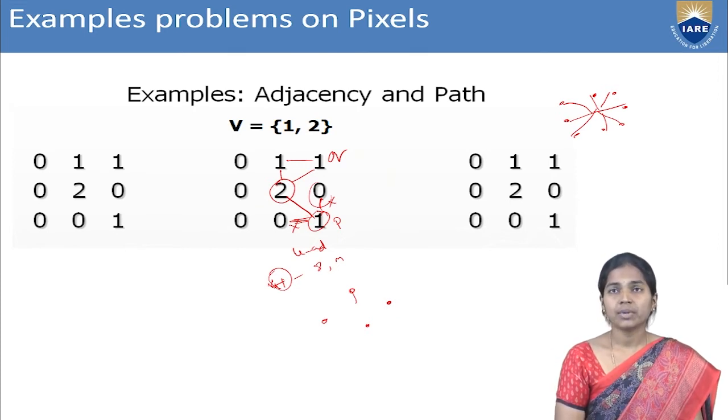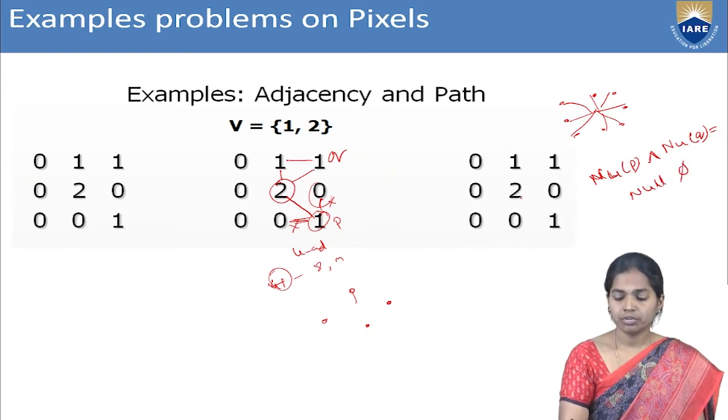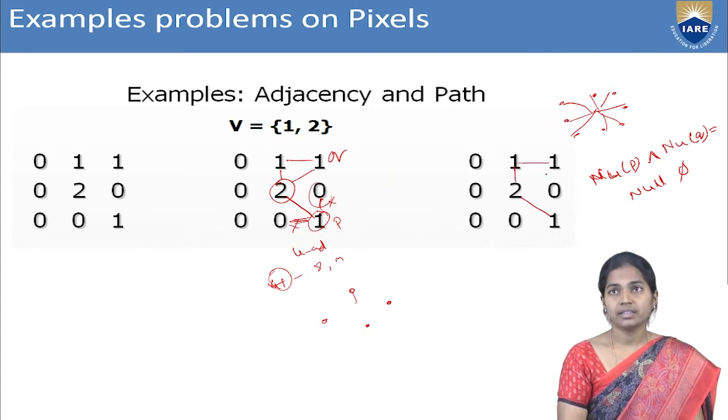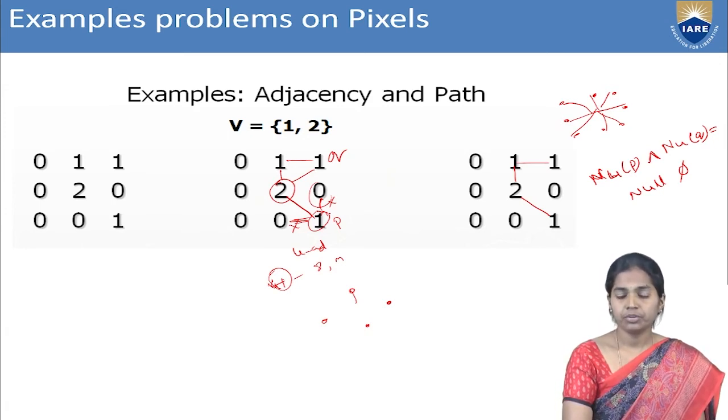To avoid these multiple paths, we can go for M adjacency. In M adjacency, N4 of P intersect with N4 of Q is equal to null. Then we can choose that path only. So with the use of M adjacency, the path is this one only. This is the basic example of how to find the path from P to Q.